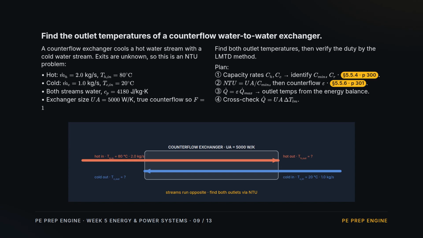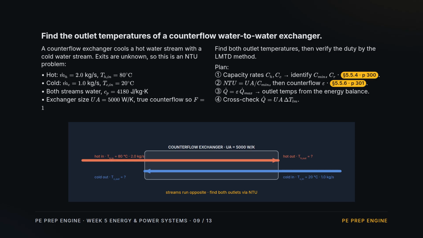Worked problem. A counterflow exchanger cools hot water with cold water. The hot stream is 2 kilograms per second entering at 80 degrees C. The cold stream is 1 kilogram per second entering at 20. Both are water. The exchanger size UA is 5,000 watts per Kelvin, true counterflow, so F is 1. The exits are unknown, so it's an NTU problem.